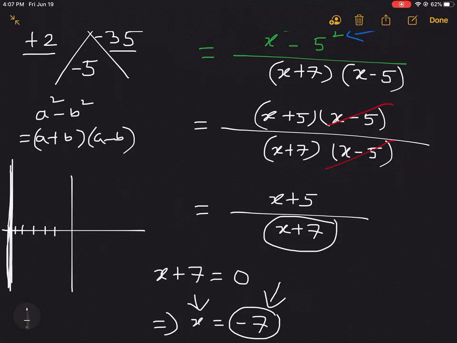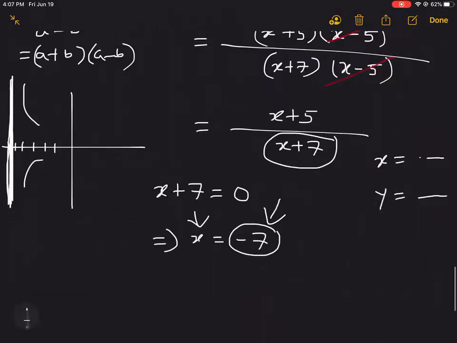Obviously you have to write it like this. For vertical, you need to write x equals something. For horizontal, you need to write y equals something. As I said, it will be a vertical line like this, where your graph will approach something like this, but it will never touch or cross. You need to write it completely.